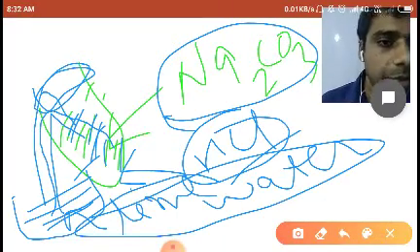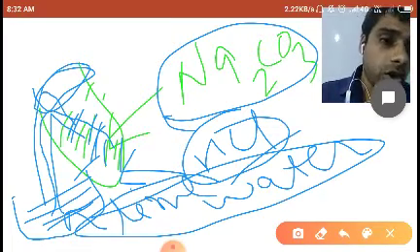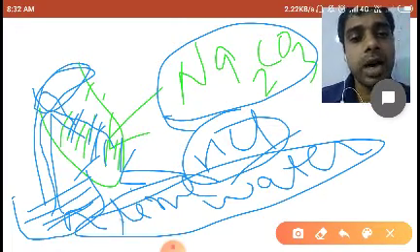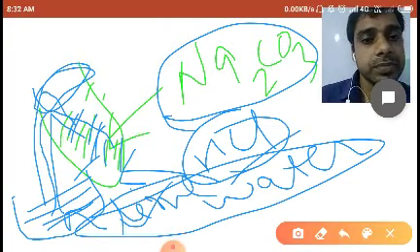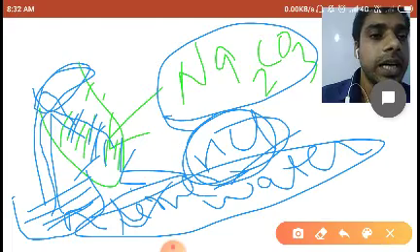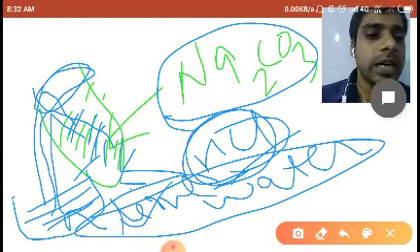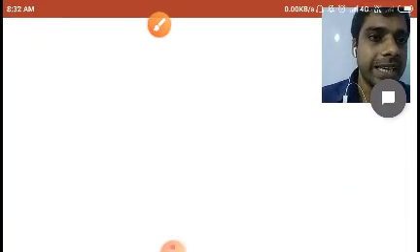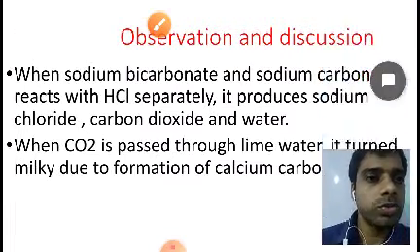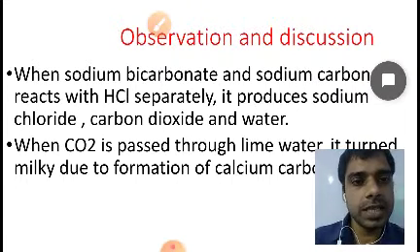Yes, dear student, you have to understand this one. Calcium hydroxide is lime water, and when it reacts with carbon dioxide, it forms calcium carbonate in water, and that calcium carbonate is milky in color. Okay, now we can say what would be the observation and discussion in this case.